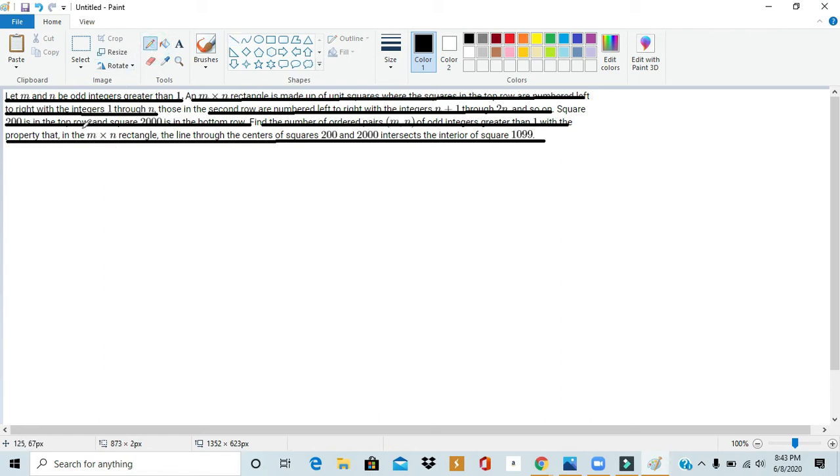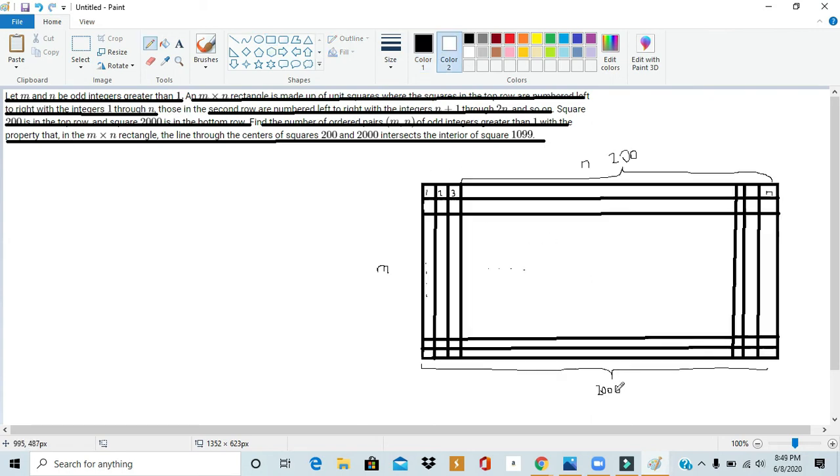So this problem has given us quite a bit of information. It tells us that m and n have to be odd integers. We have an m by n rectangle made up of unit squares, numbered from left to right, and 200 has to be in the top row with 2000 in the bottom row. The first thing we have to do, in order to make it really easy to understand, is draw out this diagram, the m by n rectangle the problem speaks of. Now, we can't draw it perfectly because we don't know the dimensions, but we can get a rough idea of what it would look like.